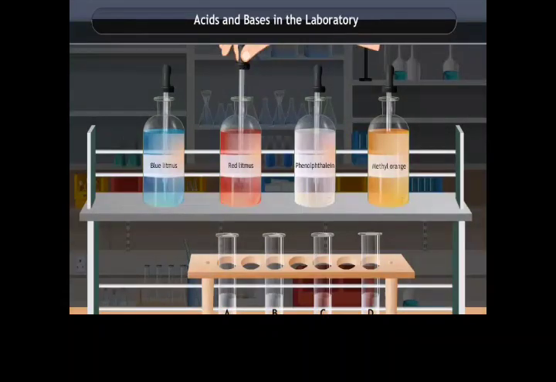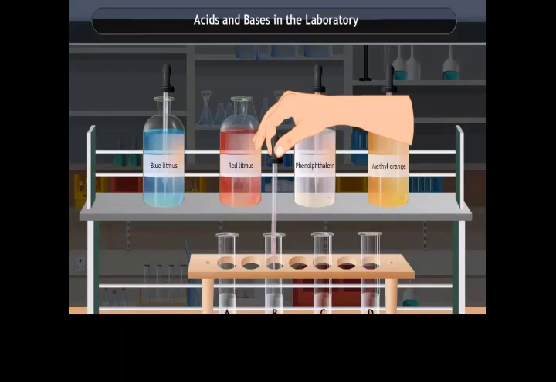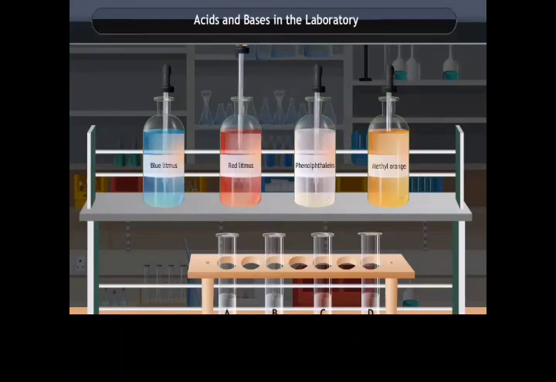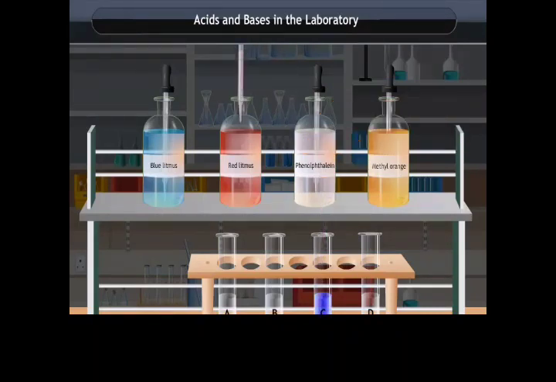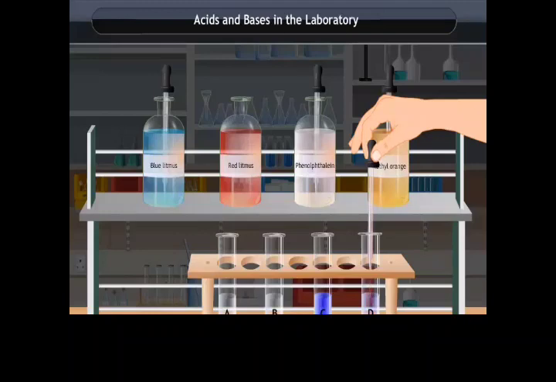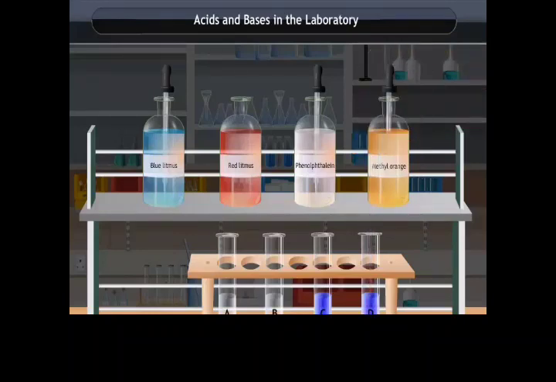Add 2 to 3 drops of red litmus solution in each test tube. Now observe it. You will observe that test tubes A and B remain unchanged with red litmus, while test tubes C and D change red litmus solution to blue.